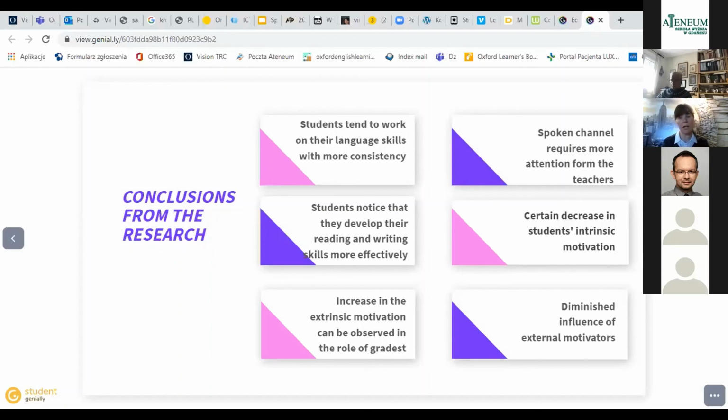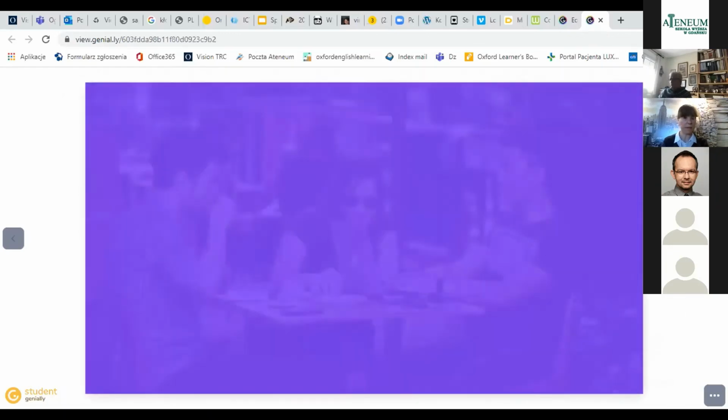And then again, a bit surprisingly, the spoken channel was indicated as the one where students did not feel too much supported. A certain decrease in students' intrinsic motivation had to be noted, and also a diminished influence of external motivators other than the grade. And that's it from me.